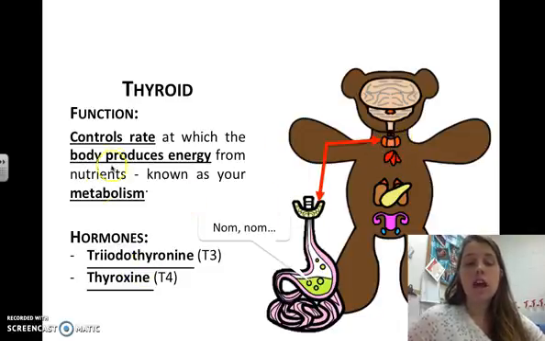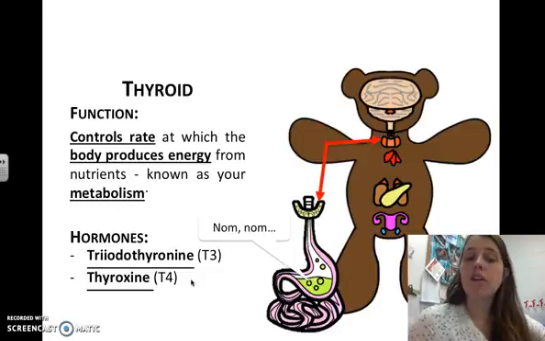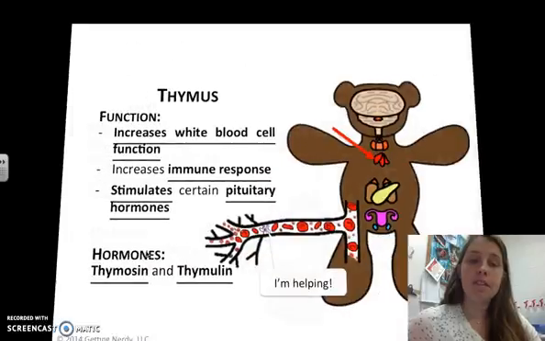Okay, so understand that the thyroid releases the hormones triiodothyronine, or T3, and thyroxine, T4. You only need to know the T3 and T4. Okay, these help whether or not you digest quickly and absorb a lot of nutrients, and you have a high metabolism, or you digest slowly and don't pick out a lot of nutrients and you have a slow metabolism.